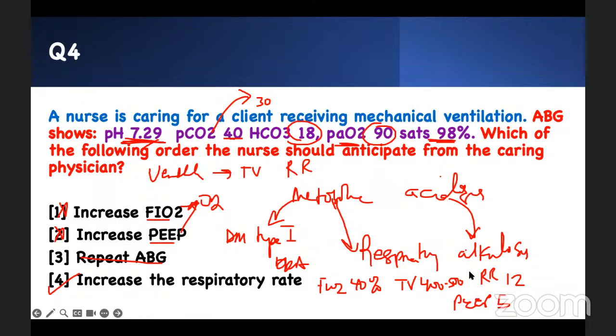So when I see this, I'm going to increase this rate. I change it to maybe 16. So I'm breathing for the patient 16 times per minute. And that's how you do that. So number 4 is the right answer.